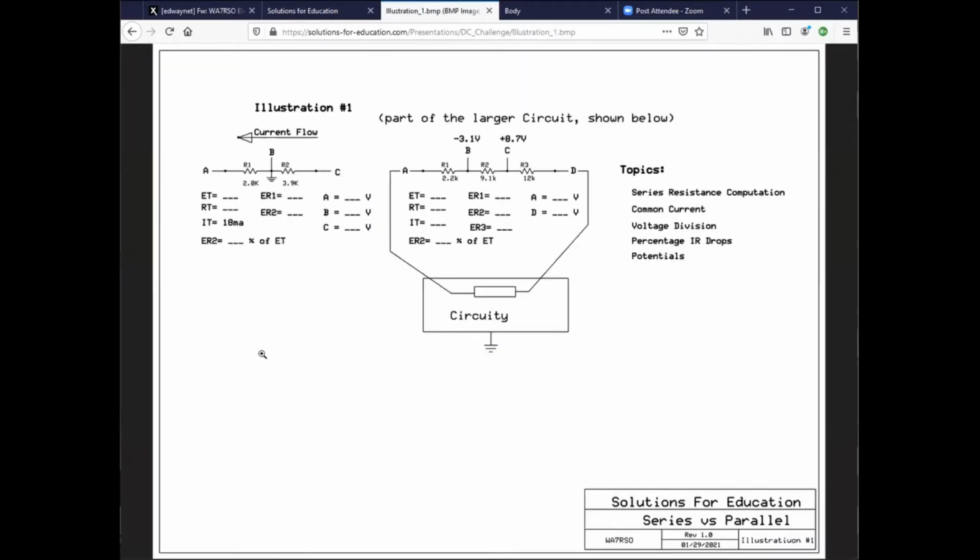Illustration number 1. Here we go. By the way, these are all legitimate test questions. So if you're helping someone, you can download these. Feel free to do so. Download these and they can fill in values. This requires the calculator.